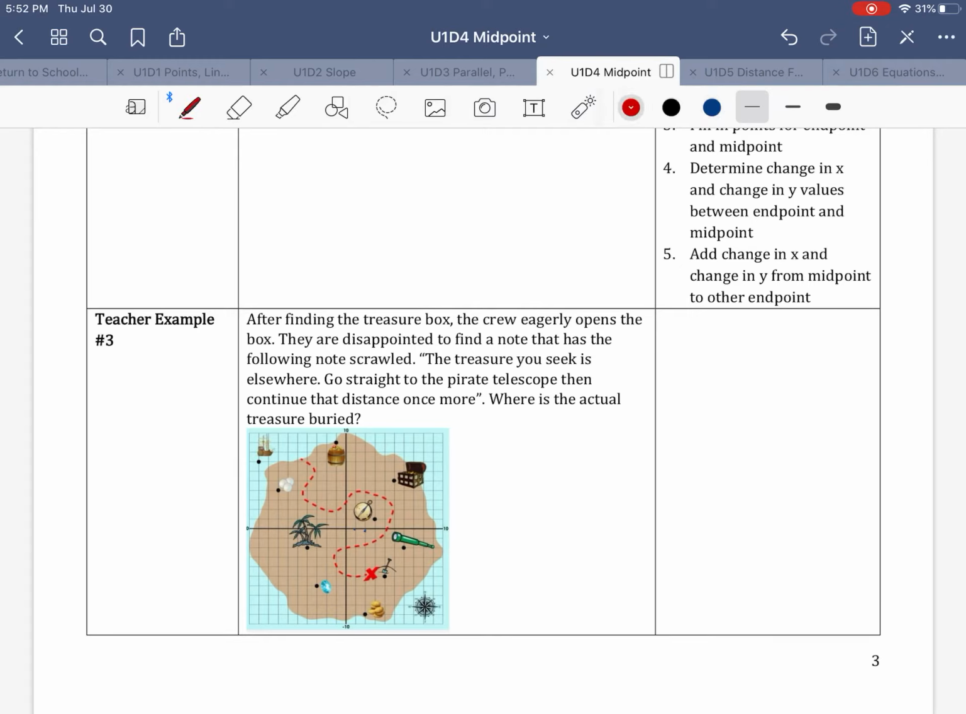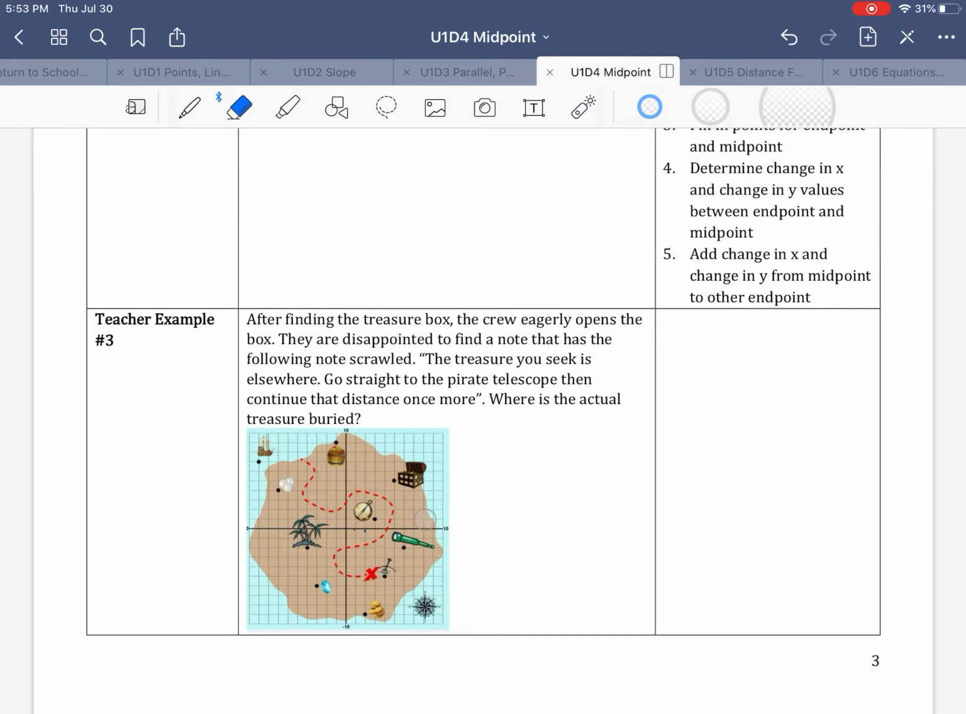So, if you look at our map here, they went to where X marked the spot, they dug up their treasure box, and they found the note. It says, from where you're standing, go towards the pirate telescope. So that's going to be here, right? Go that distance. And this says, continue that distance once more. Like that. And you need to figure out, where is the exact location of this treasure buried?